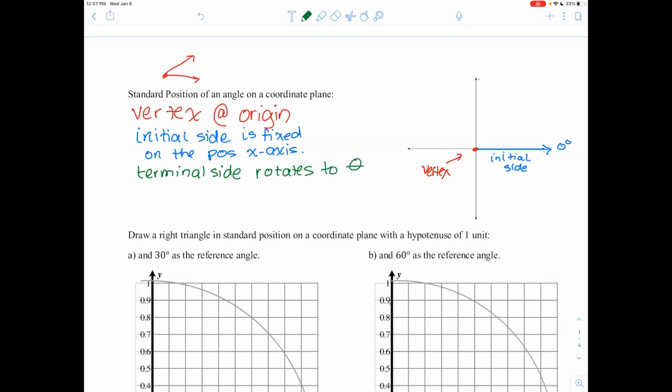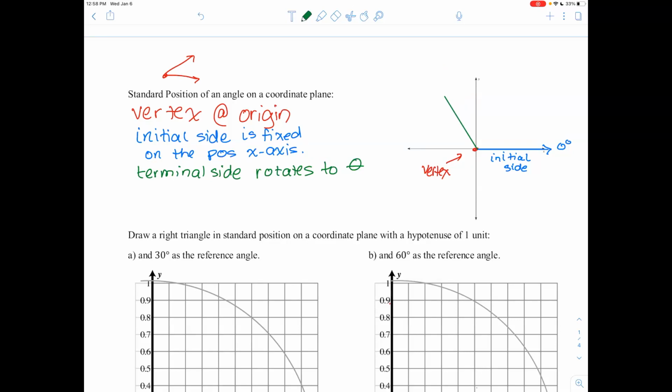The terminal side rotates to theta, which is the measure of the angle. Now, theta is just a Greek letter, because the Greeks came up with trig. So we often use Greek letters to indicate the measure of an angle, right? Let me draw a terminal side here. And this is 0 degrees. This terminal side is the side that moves. So if we're going to go to 120 degrees, we'd bring it over here and draw something like that, right? Because this is 0 degrees.